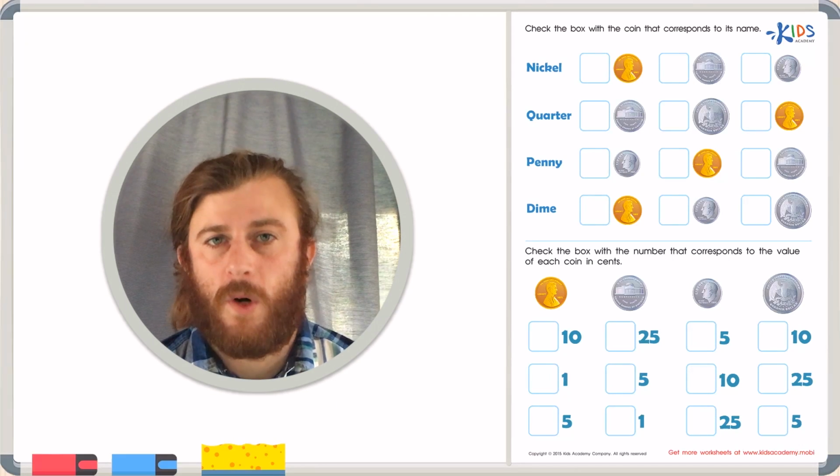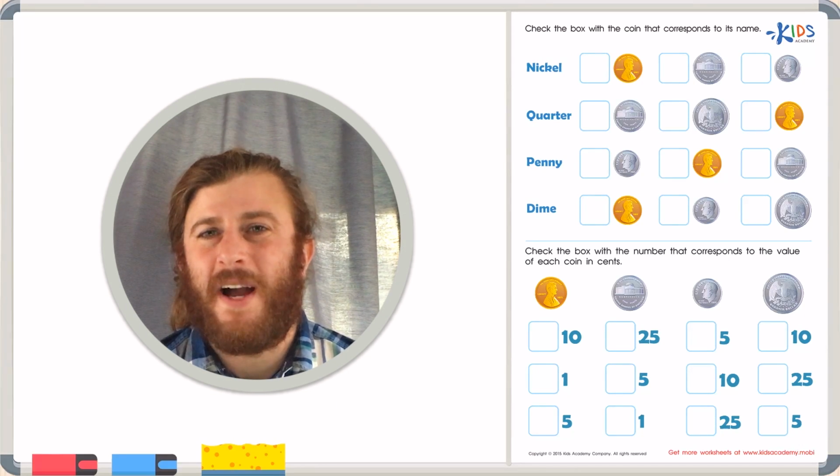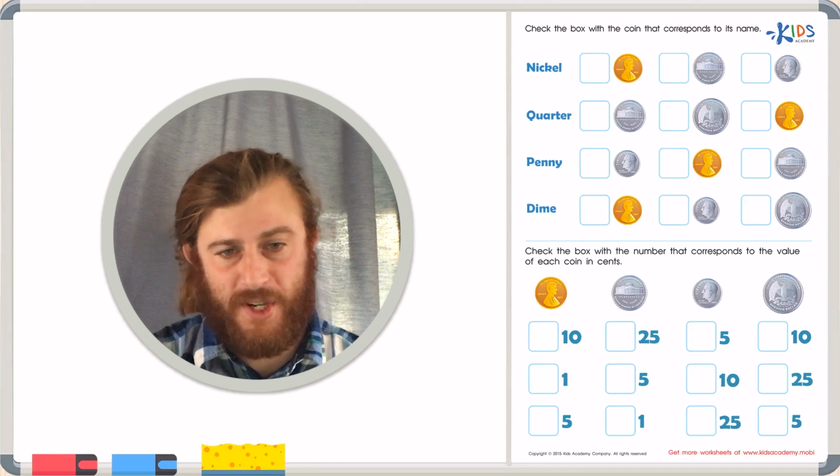Today we're going to be looking at a worksheet that asks us to identify coins. Let's review before we get started.